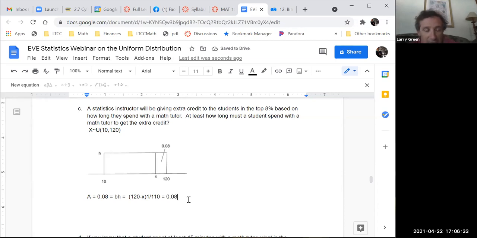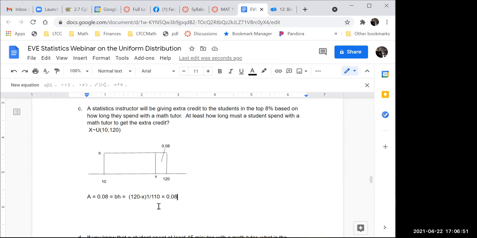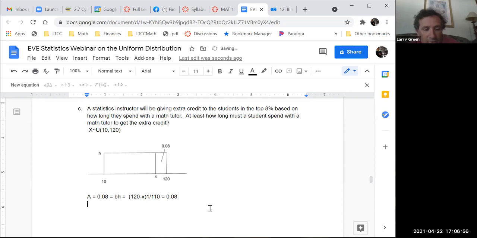What do I do to both sides? First step, similar to part B. Same next step. So what do I do to both sides to get X by itself? Multiply by 110. Are you seeing it's really the same thing? 120 minus X is equal to 0.08 times 110.